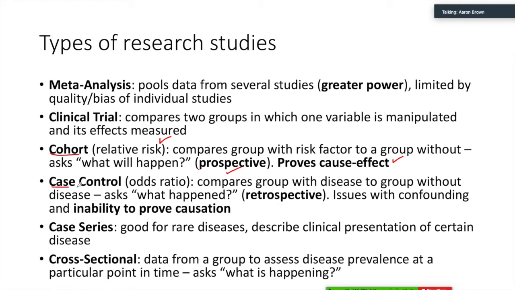Next is our case control studies. Here we're comparing a group with a certain disease to a group without the disease. And then we say what happened. So here we can look at risk factors. We have a group of people who have a certain type of cancer. We'll say that they have a certain type of skin cancer. And we have another group of people that do not have skin cancer.